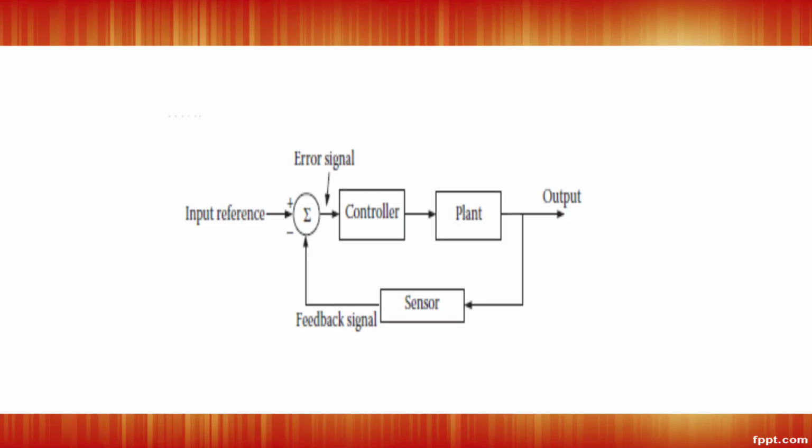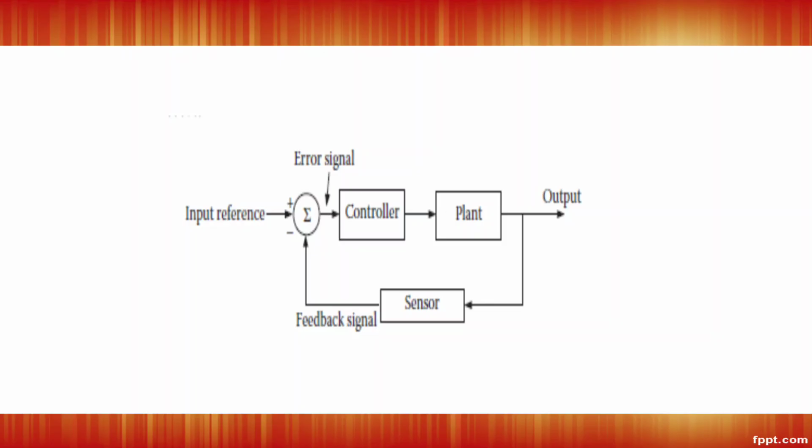Next is the feedback signal. The sensor sends the measured value back as the feedback signal. Next is error. Error means what? That is the desired value minus our actual value. Next is the controller. That is the brain of the system. It looks at the error and decides what action to take.